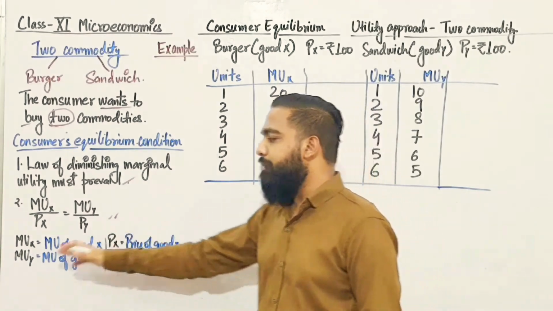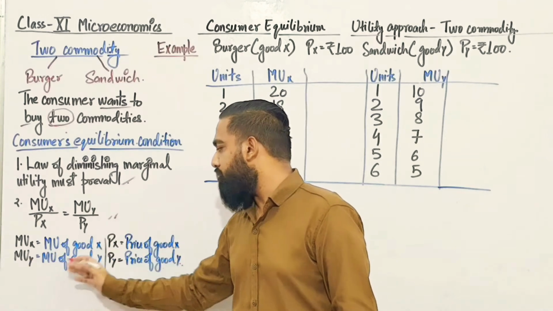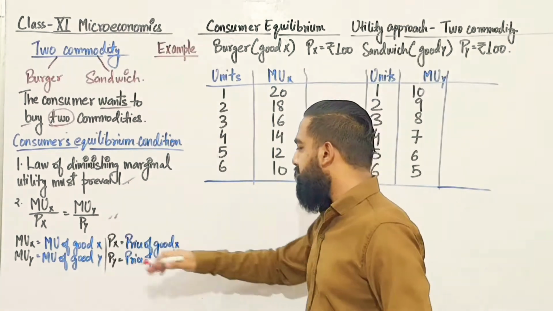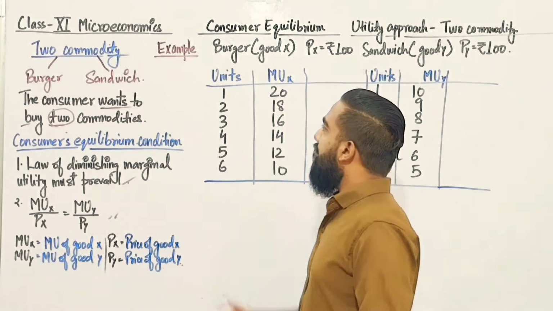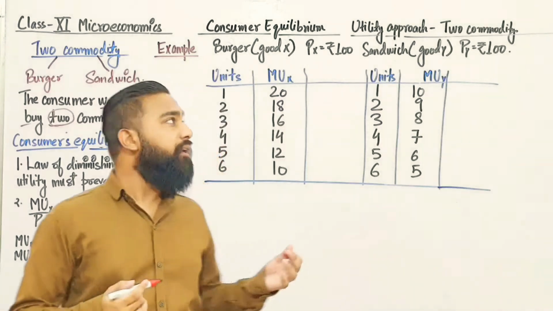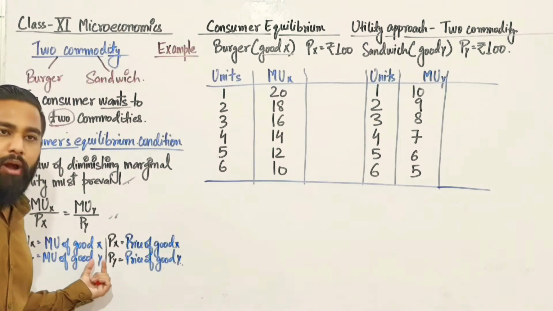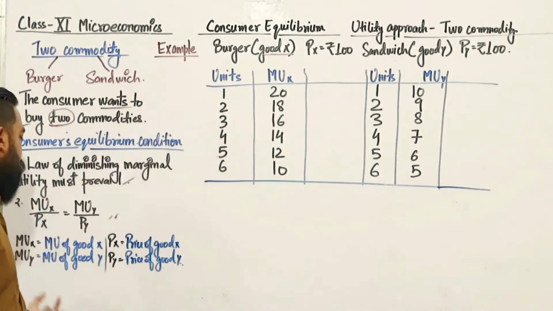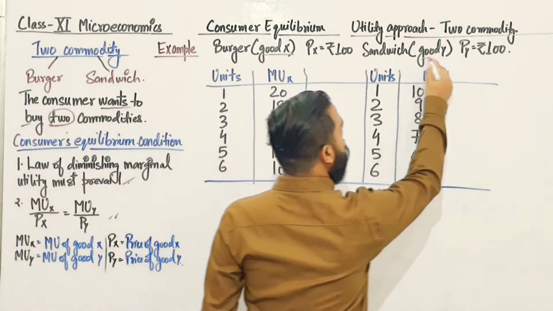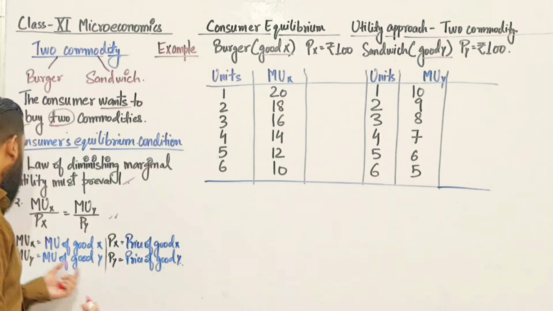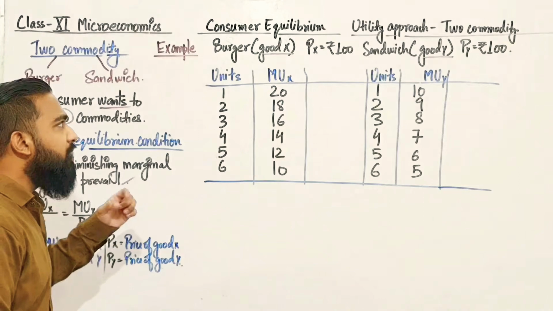Now, what is MUX? MUX is the marginal utility of good X, and MUY is the marginal utility of good Y. PX means the price of good X, and PY is the price of good Y. I have taken the example of burger and sandwich, in which burger is considered to be good X, so marginal utility of good X means marginal utility of burger, and sandwich is considered to be good Y, so marginal utility of good Y is the marginal utility of the sandwich.